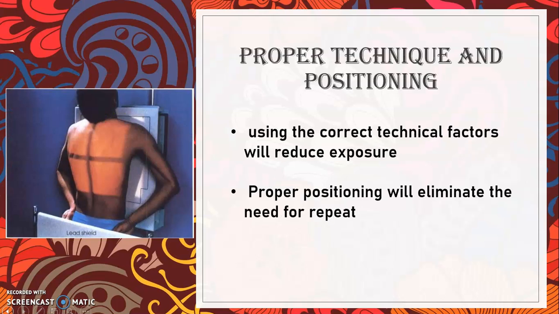So, proper technique and positioning. There are many technical factors that fall under the responsibility of the radiologist to ensure the safety of the patient when it comes to radiation protection. To keep the amount of radiation exposure accurate, the radiologist taking the exposure needs to consider the technical factors that work together to provide the radiation to produce an image.